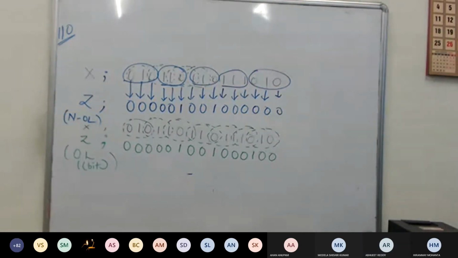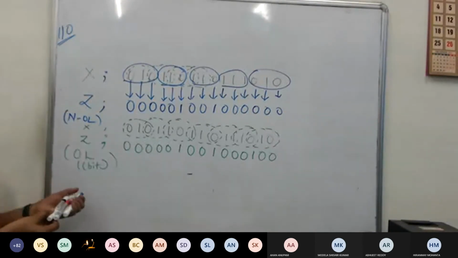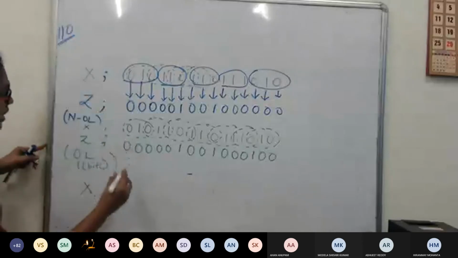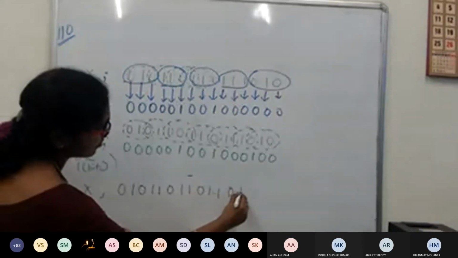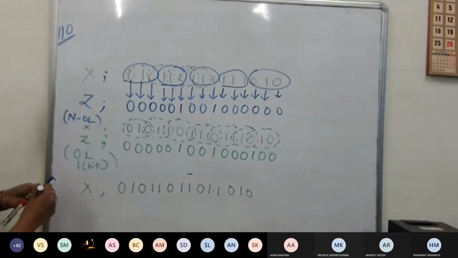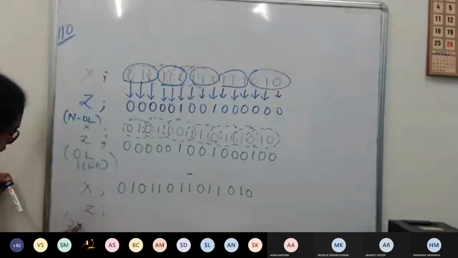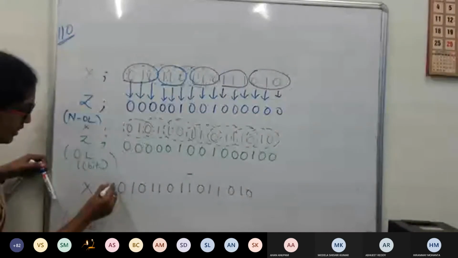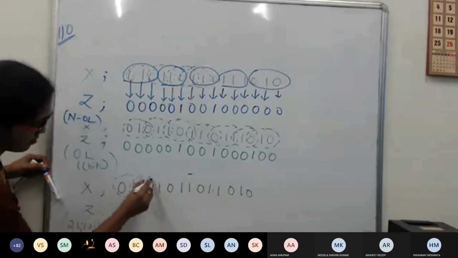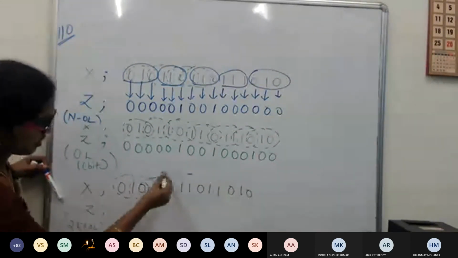So now, if I allow 2-bit overlap, next level. If I allow 2-bit overlap, what will be my Z? All my colors are over, so X again I will copy. Same thing I am repeating, and now again back to Z. Z with black: 2-bit overlap is allowed. That means the last 2 bits will be the first 2 bits of the next sequence. It is like this. Like that. 2 bits are allowed.